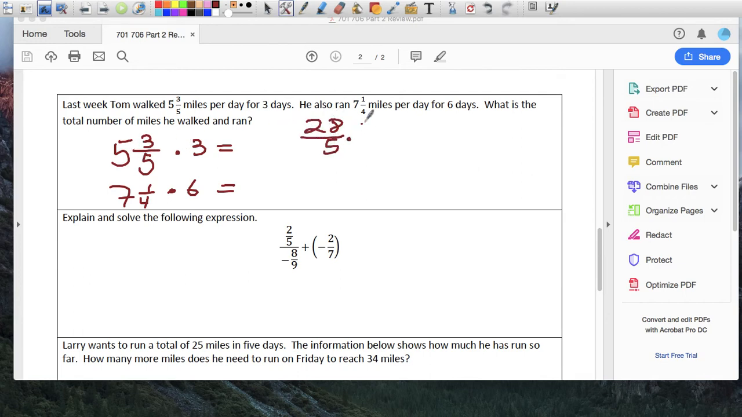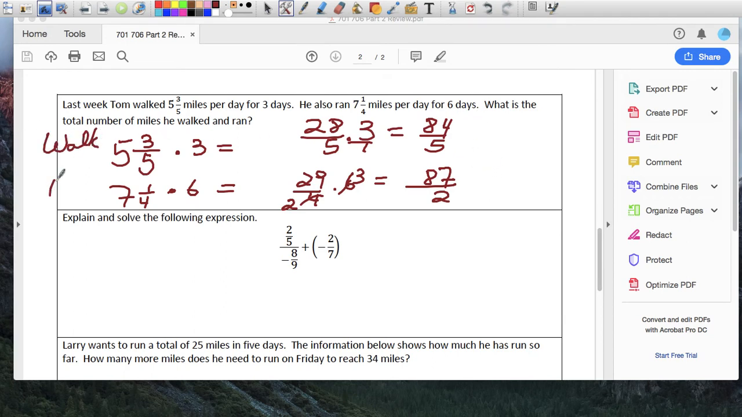Let's multiply that by 3 because he did that 3 times. It's going to be over 1, so it's 18 times 3, which is 54 over 5. And I'm going to leave it as an improper fraction. So for 3 days, he walked that much. Now, the run: 4 times 7 is 28, plus 1 is 29 over 4, times 6. And we can simplify. Divide by 2 is 2, divide by 2 is 3, and it's going to be something over 2, and 29 times 3 is 87. So this is the walk, and this is the run.